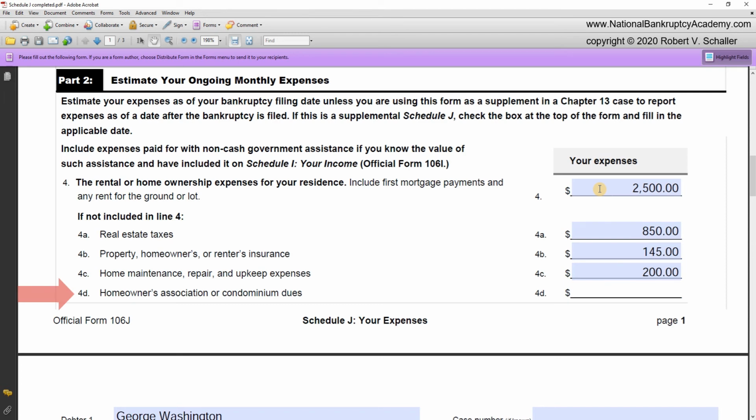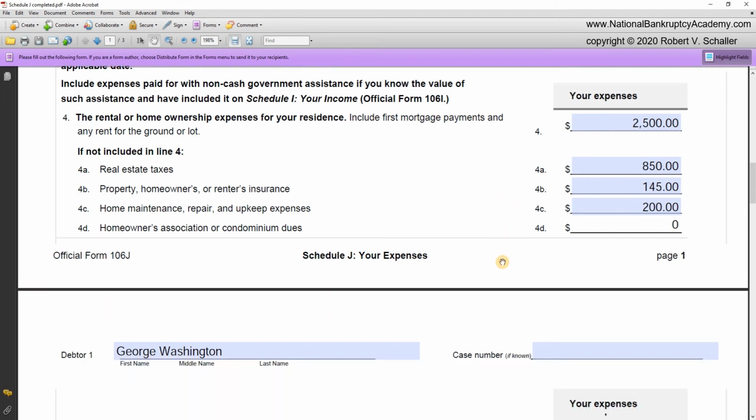Line 4D asks for homeowners association or condominium dues. In this case, the debtor's home is a single-family home. There is no association and there is no condominium dues. So that would be 0. Scrolling down.